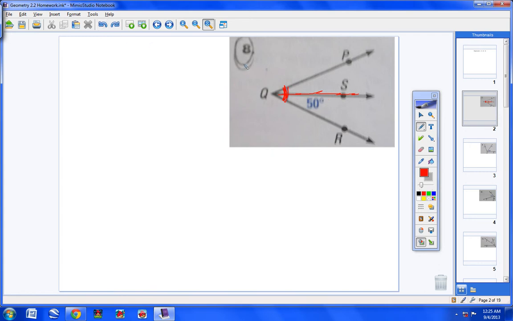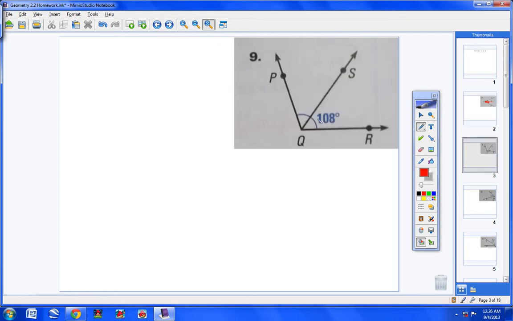So if the whole angle is 50, then this little angle right here has to be 25 degrees. And this little angle here has to be 25 degrees. It's that easy. It's a piece of cake. You take 50 and cut it in half because the whole angle is 50, and Ray QS divides the big angle into two equal angles.